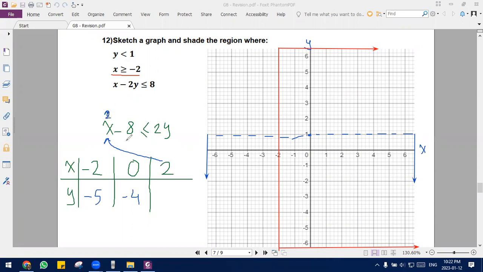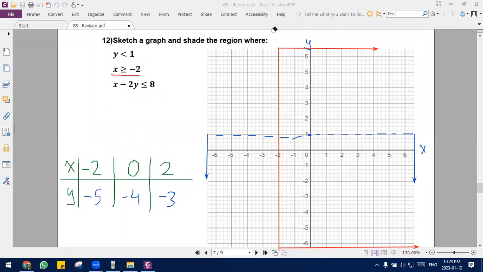So 2 minus 8 will give me minus 6. Minus 6 less than or equal to 2y. I need again 1y, so we divide by 2. Minus 6 divided by 2 is minus 3. Okay, now we get the point, and no need for the equation.